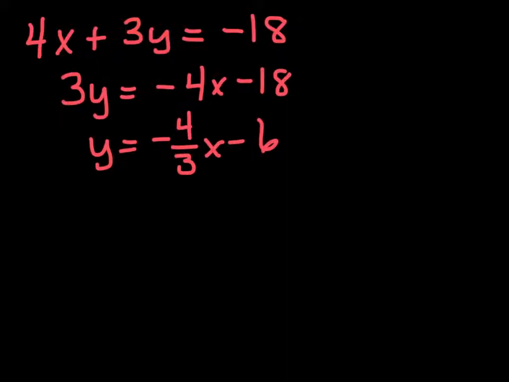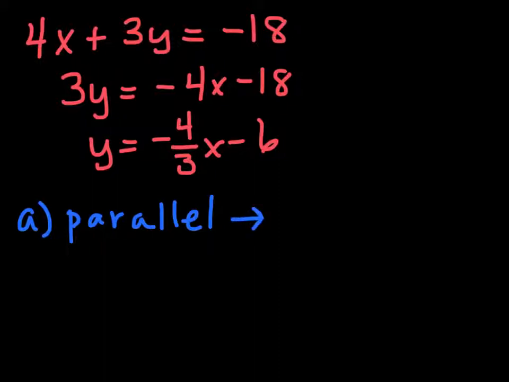Now let's find the slope of a line that is parallel to this line. What will that slope be? Correct, it'll be negative 4/3 because two parallel lines have the same slope. So the slope of the line that is parallel to y equals negative 4/3 x minus 6 will also be negative 4/3.